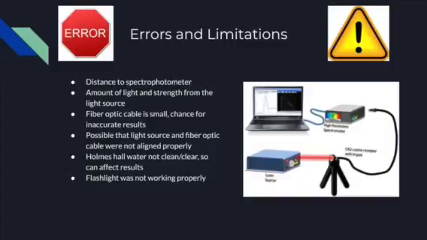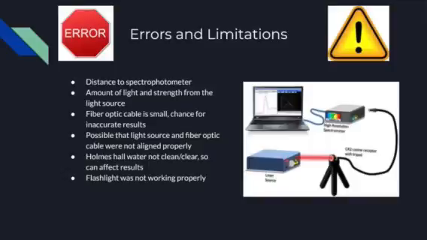For our errors and limitations, the distance to the spectrophotometer may have been a factor. We could have measured the dye at slightly different distances, skewing the data. Also, the amount of light and strength from the light source would have skewed the data if there is different amounts of light for the different experiments. The fiber optic cable is small, so there's a chance for inaccurate results because it is possible that the light source and fiber optic cable were not aligned properly. Holmes Hall water is not clean or clear, so that could affect the results. Also, the flashlight was not working properly. As we said before, the amount of light could skew the data, and our flashlight was flashing on and off at times.